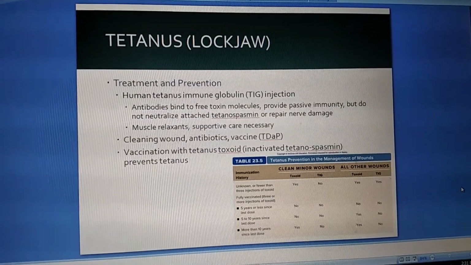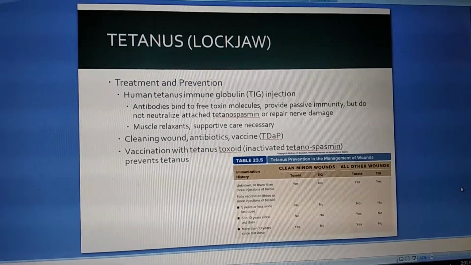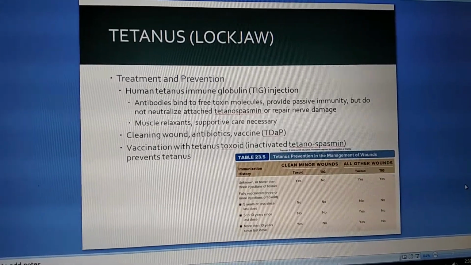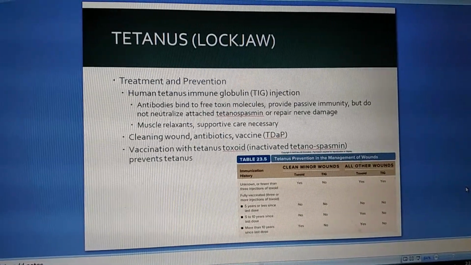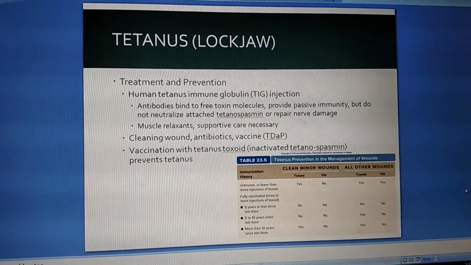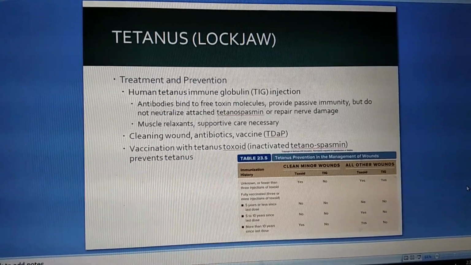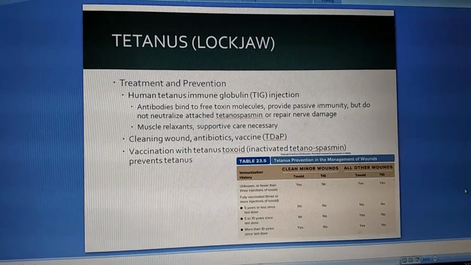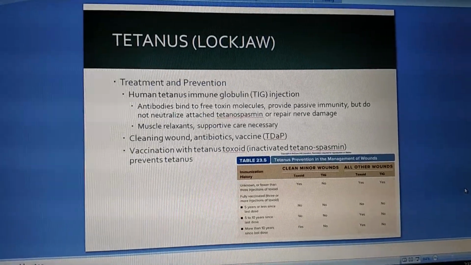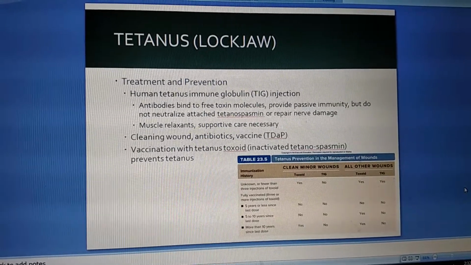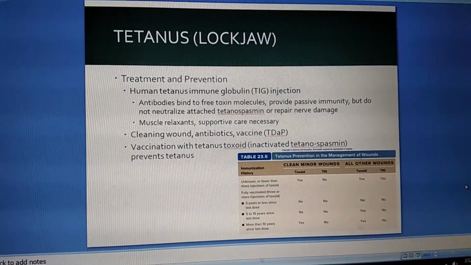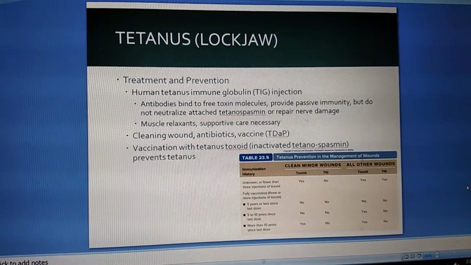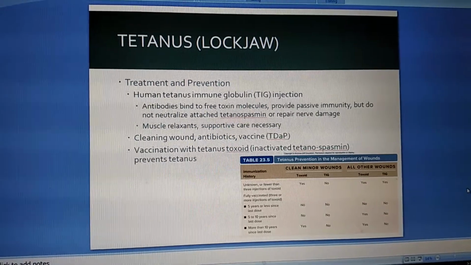Now, we do have an injection for this to help interact with the toxin molecules if you are immune compromised. So not everyone can get the vaccine. So you do need passive immunity if you're at risk of having been infected. Typically, you try to clean wounds, you will treat with antibiotics, you give a vaccine.